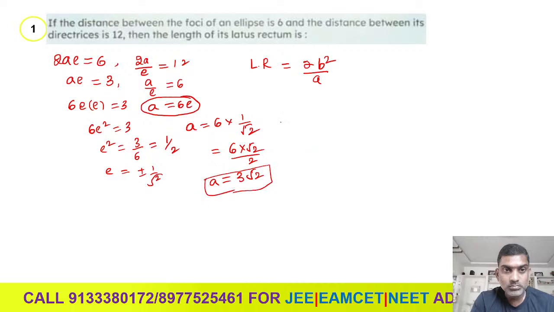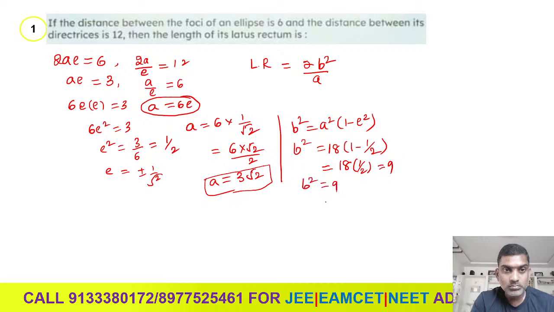And the B value is also required. How do we calculate the B value? What is the relation between A and B here? B square is equal to A square times 1 minus E square. What is A square here? 9 times 2, that is 18. So 18 times 1 minus E square, where E square is 1 by 2. If we simplify this, 18 times 1 by 2 is equal to 9. So the value of B square is 9.